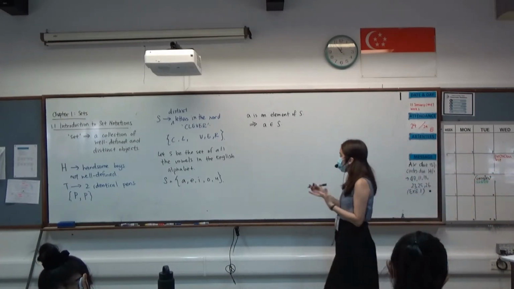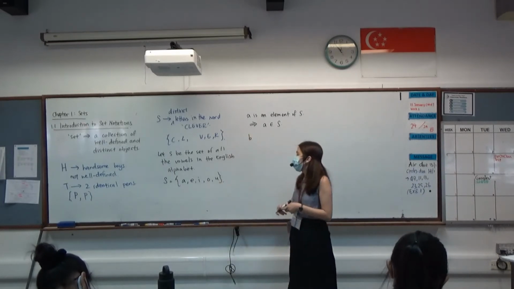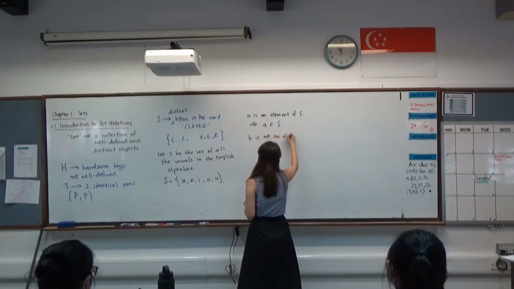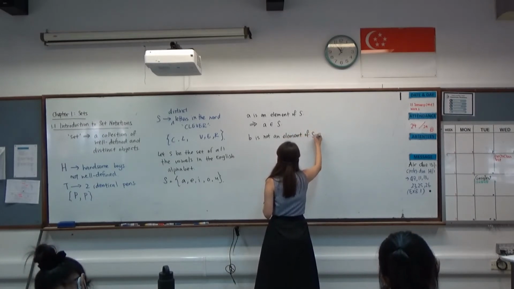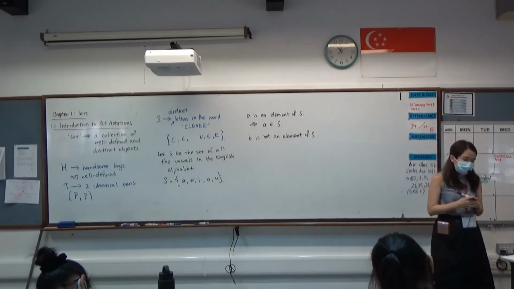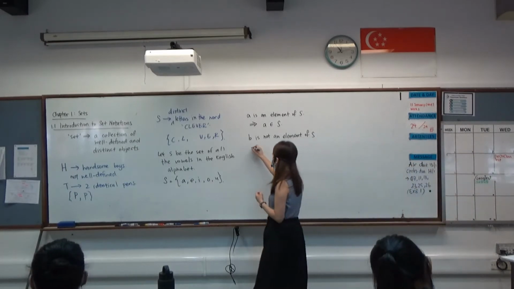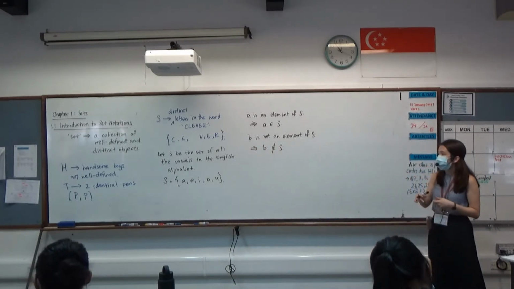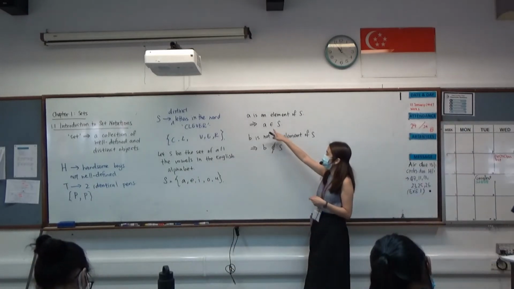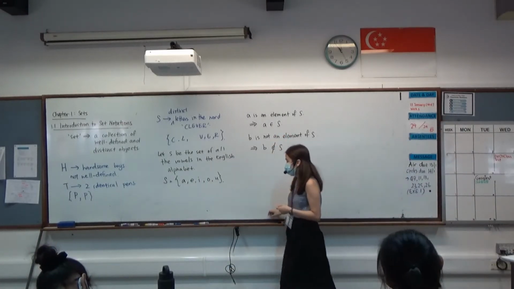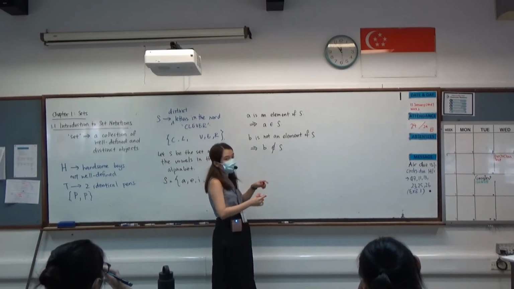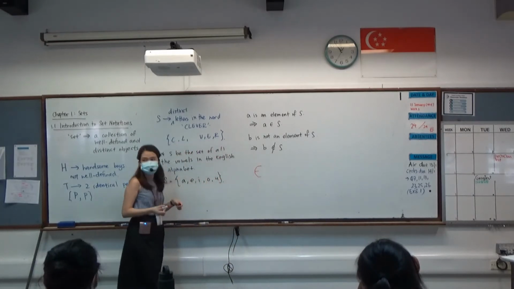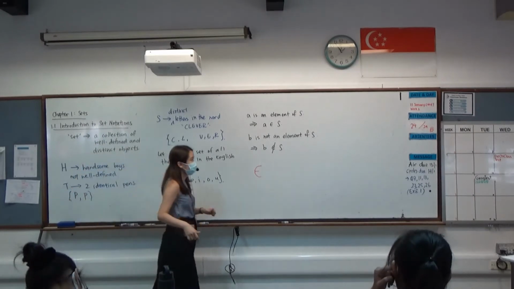If I want to talk about another thing, B for example, B is clearly not part of this set, so B is not an element of S. To write this notation, we write B, then the symbol for an element of, and we cross it out. The symbol, by the way, is not a small letter E. I write it as a letter C, then I put a line in between. So make sure you write it clearly and properly.